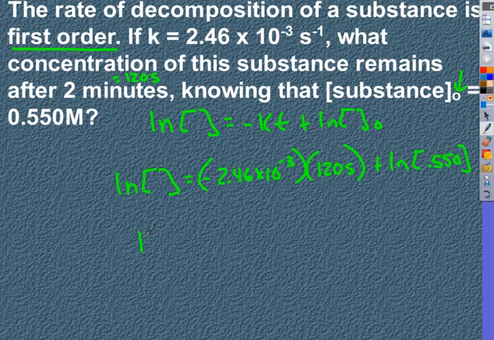So the first thing I want to do is solve everything on the right side since my variable's not over there. So plugging it into the calculator, you get negative 0.893. But I need to get rid of the ln now. So second ln is the E. So E to the negative 0.893 gives me my concentration, which is equal to 0.409 molarity.